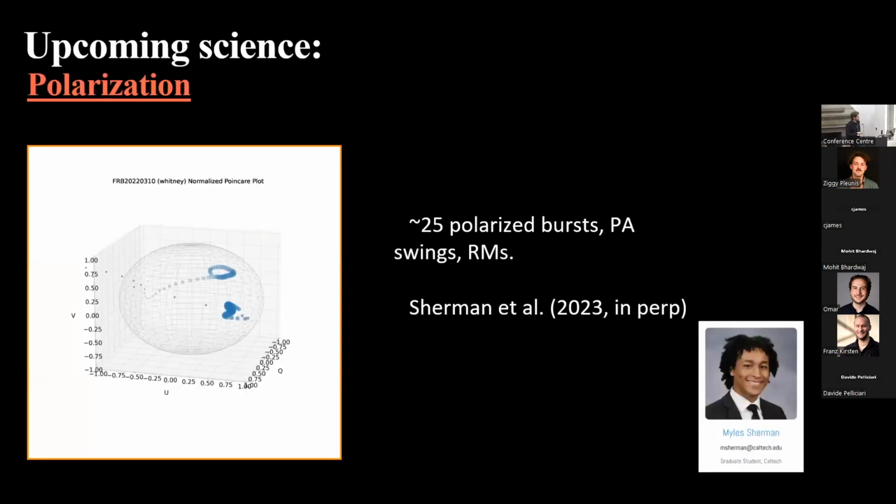We have an exciting polarization paper coming out, led by graduate student Miles Sherman. So this will be a couple dozen FRBs for which we preserved or detected polarization emission. So this paper will have things like PA behavior across the pulse. I'm hesitant to say swings because, as you can see here on this trace on the Poincare sphere, it's not a simple swing like you see in some pulsars, as well as Faraday rotation measures and analysis of local magnetic fields, kind of like Alexander Manning's work.